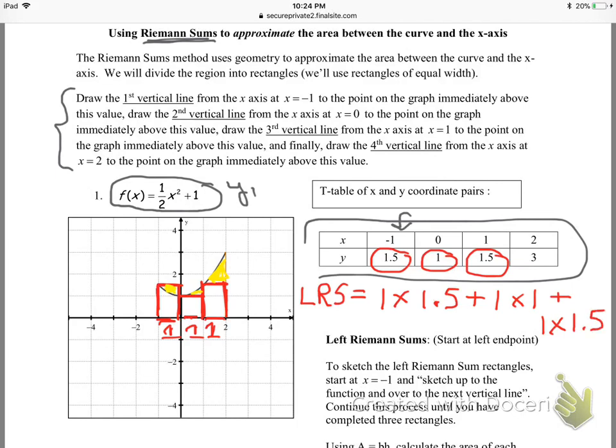So 1.5, so here's the first rectangle, its area. Here's the second rectangle, that's its area. Here's the third rectangle. It looks to me like the area under the rectangles using Riemann sums is 4. And that is your left Riemann sum. Okay, let's go to the next slide, and we'll now do the right Riemann sum.